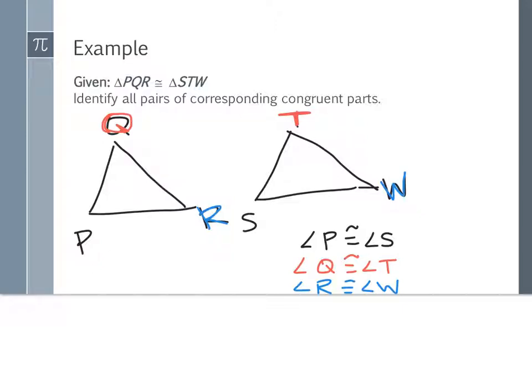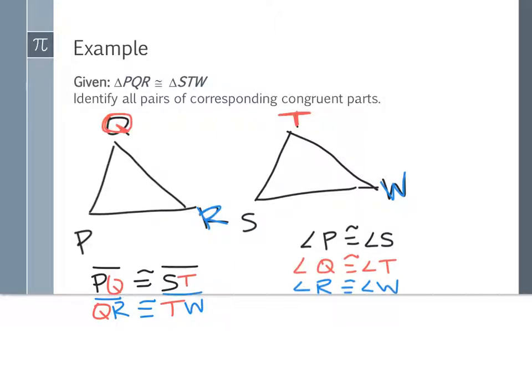Now when we want to identify the sides, we want to make sure that we're listing the vertices in corresponding order. So side PQ is congruent to ST. And if I call it side QR, it's congruent to TW. I can't call that side WT.